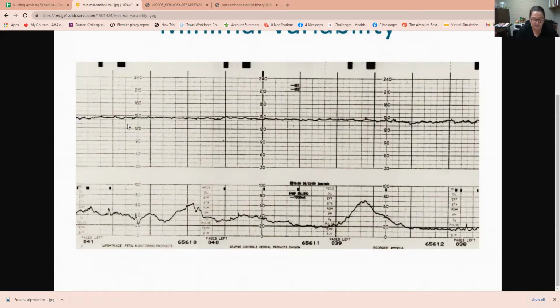Now, minimal variability can indicate that the placenta is not getting adequate oxygen. Okay. It can indicate that the fetus is sedated. If we give that mom some pain meds in labor, especially if we're giving an IV opiate, we're going to see decreased variability. So we're probably going to be documenting minimal variability after that. We know the cause, so we're not necessarily stressed about it. We just observe it.